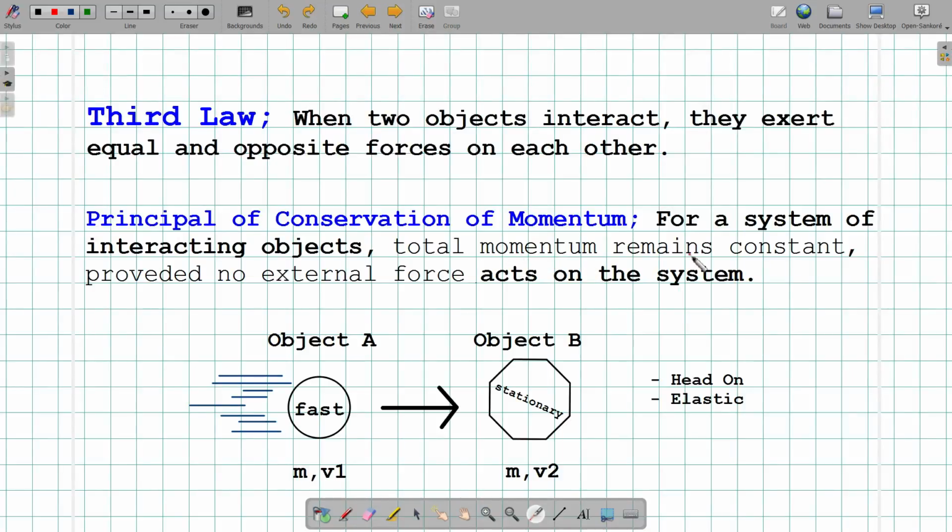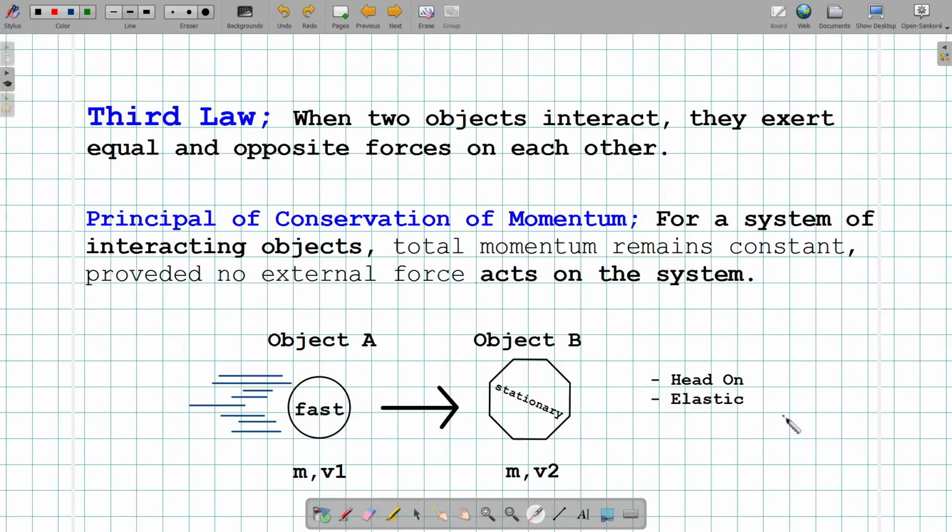The total momentum remains constant, provided no external forces act on the system. So linking back to Newton's first law, if there is a resultant force acting on an object, then its momentum is going to change. But if you have a system of interacting objects, and there's no resultant force acting on them, so no new forces are acting on them, then the momentum that they started off with will remain constant. It's not going to change.